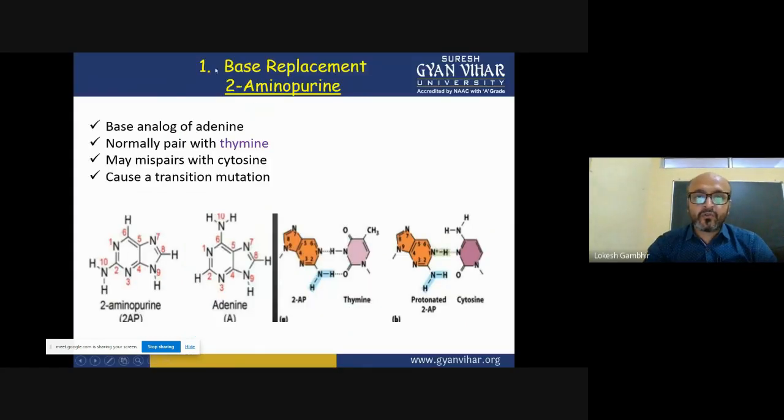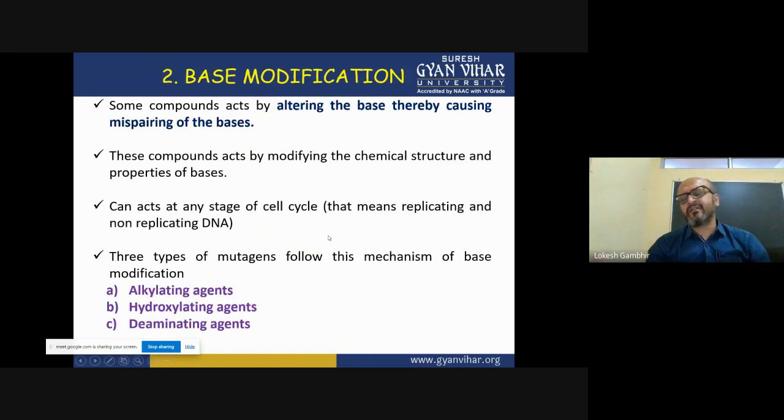Then let's talk about 2-aminopurine. If we look at the structure of 2-aminopurine, it's an analog of adenine. Now, instead of adenine pairing with the thymine, this particular analog can pair with the thymine part, and thus it will cause a transition mutation. Also it can mismatch, or bind to the C residue also.